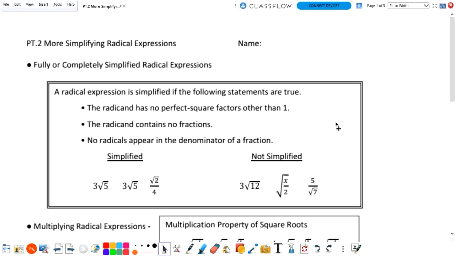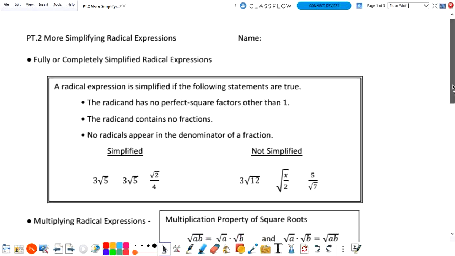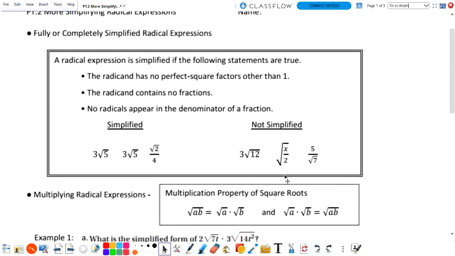We are on part 2. This is more simplifying radical expressions. So a couple of things that we need to talk about. This will be a really quick lesson, but let's go ahead and talk about it.